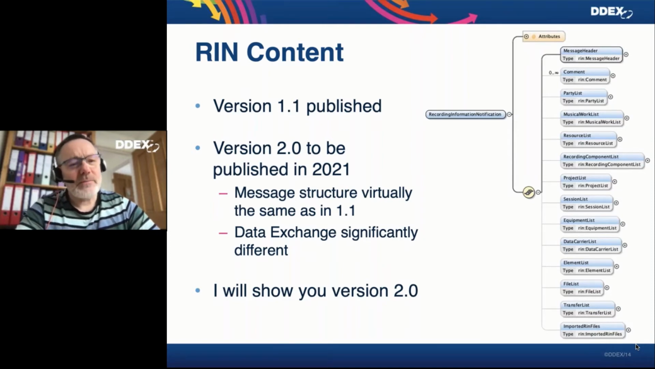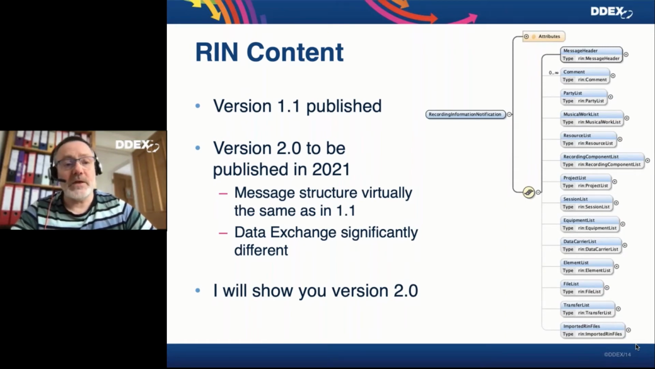Now, the message structure is virtually the same as in version 1.1, which begs the question, why do we call it 2.0 and not 1.2? And indeed, we had that discussion. We came to the conclusion that because of the different way of exchanging the message, Marcus hinted at that, it is actually a significantly different beast, even though the structure is virtually the same.